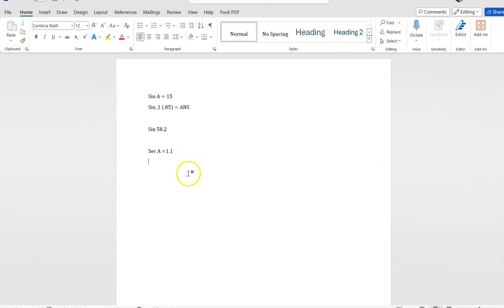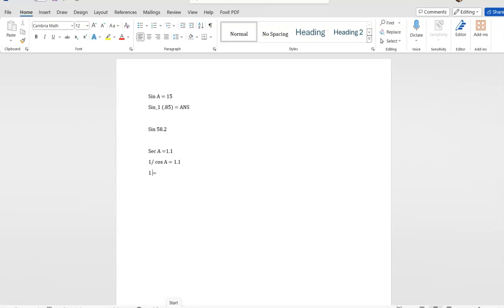So now I want to find this. I need the secant inverse of 1.1 is going to equal A. But I don't have the secant button, right? So I have to figure out how to do that. So I'm not actually going to start here. I'm going to change this into 1 over cosine A equals 1.1.